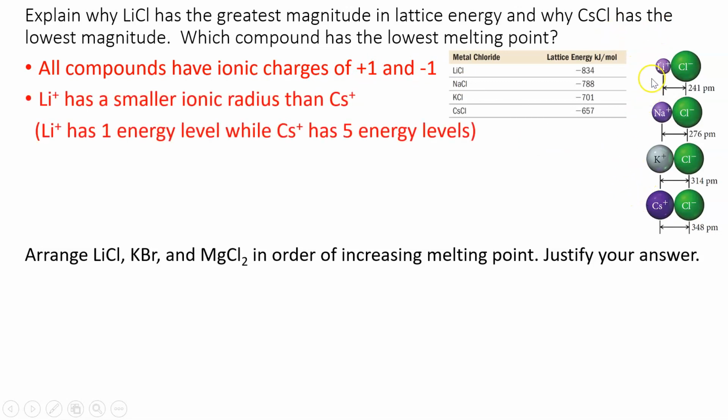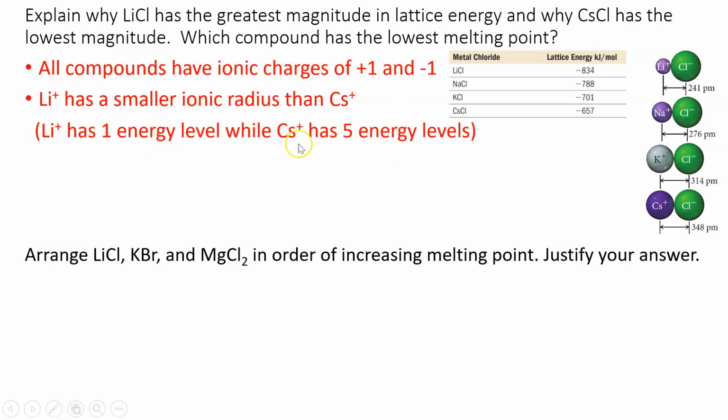Li has a smaller ionic radius than Cs because Li has only one energy level. If we look at the periodic table, we can see that lithium is in the second period, but if it loses one electron, it would have only one energy level. But Cs is in the sixth period, and after it loses one electron, it has 5 energy levels.